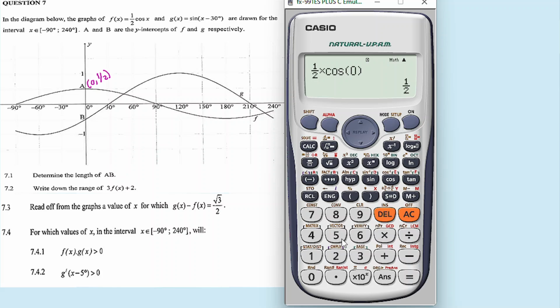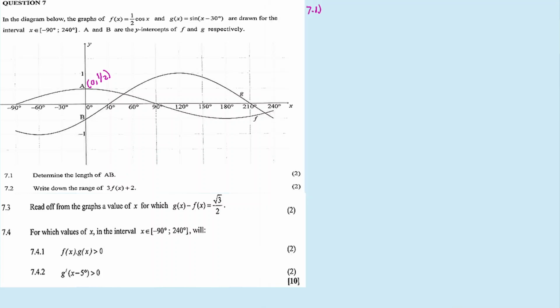So here the coordinates of A will be (0, 1), because the answer we get is 1/2 when we substitute 0. Then for g, the coordinates of B: sin of (0 minus 30 degrees) equals minus 1/2. Now we have the coordinates of B. From here you can take the distance formula and calculate the length AB, or you can go this way: AB is a vertical distance between the y-intercepts. So the y value for coordinate A minus the y value for coordinate B. Then we substitute: 1 minus negative 1/2. The answer will be equal to 1.